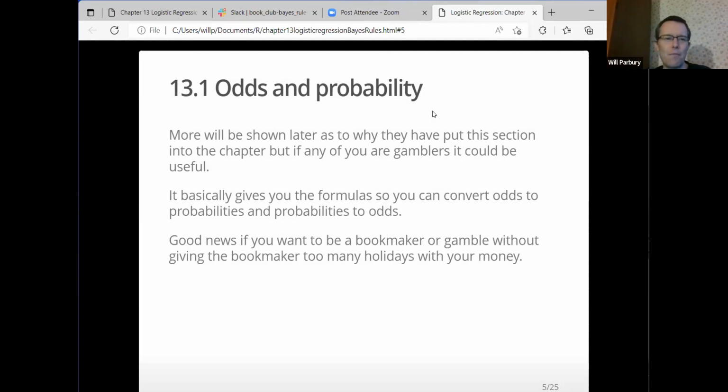There's a section in 13.1 about odds and probability. And we'll see a little bit later as to why they put this section in. But if any of you are gamblers, this could be quite useful. It basically gives you the formulas so you can convert odds to probability and probability to odds. So if you want to be a bookmaker or gamble without giving the bookmaker too many holidays with your money, yeah, those would be quite useful.